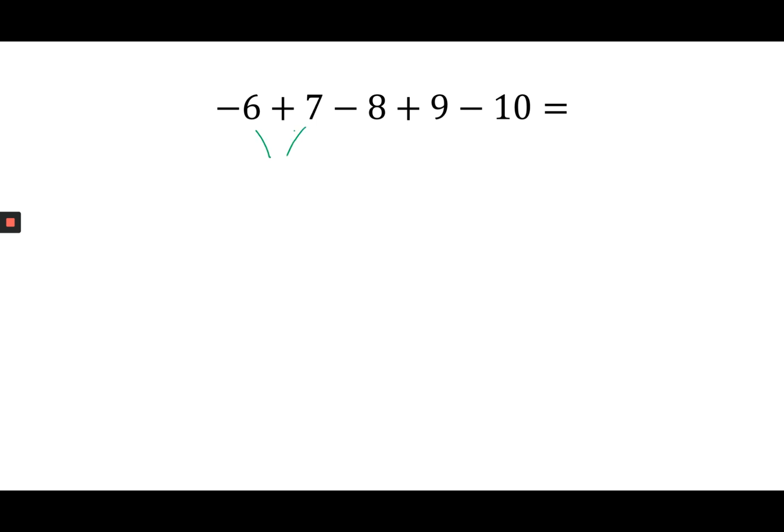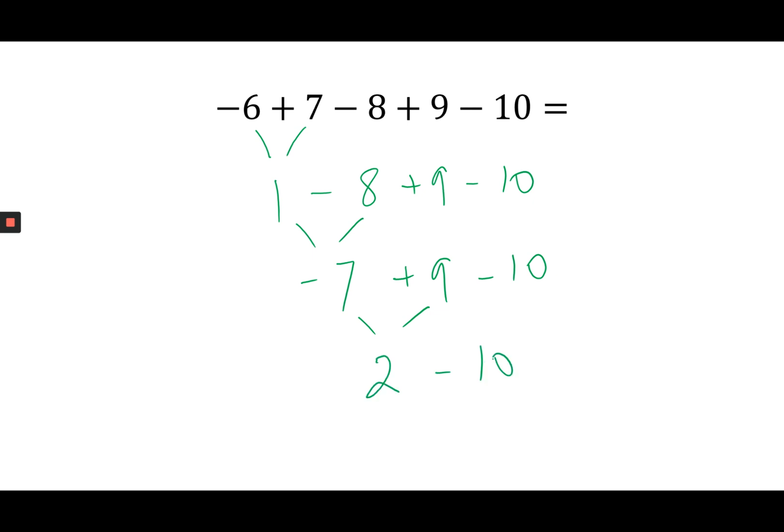Negative 6 plus 7 is 1, minus 8 plus 9 minus 10. 1 minus 8 is negative 7 plus 9 minus 10. Negative 7 plus 9 is 2 minus 10. 2 minus 10 is negative 8.